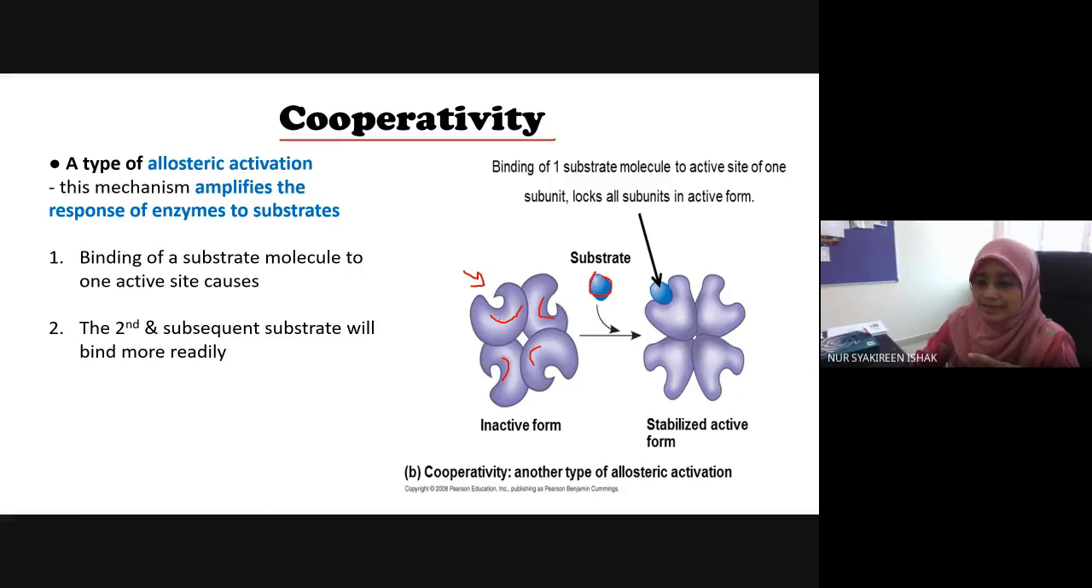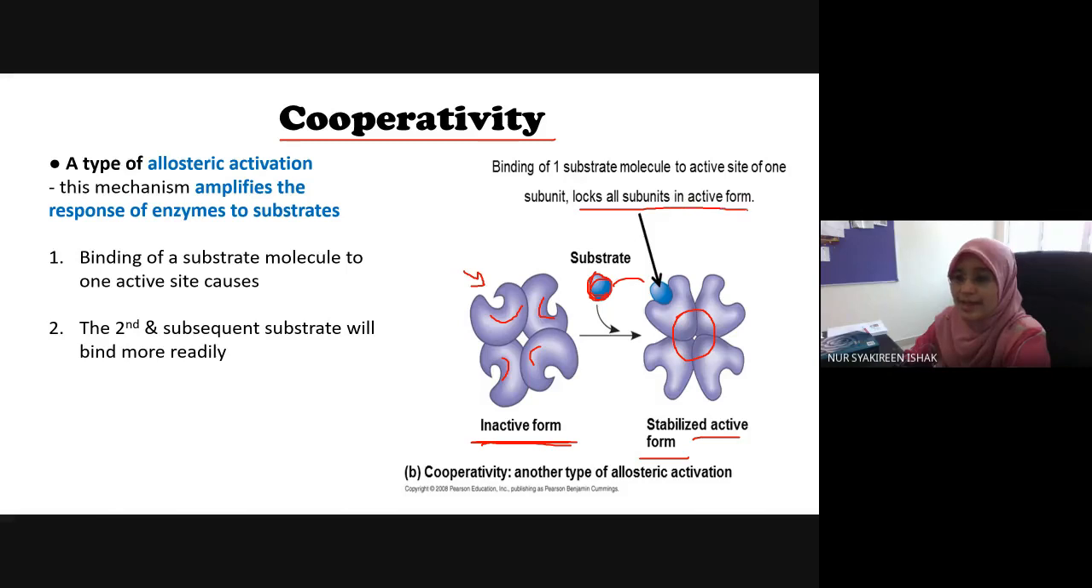So initially, this enzyme is in the inactive form. With the presence of the substrate, you only require one molecule of substrate to bind to one of the active sites. When one substrate binds to one active site, it causes all of the active sites to be in a stable active form. It stabilizes the active form of all four subunits of the enzyme. So binding of one substrate molecule to the active site of one subunit locks all subunits in the active form.